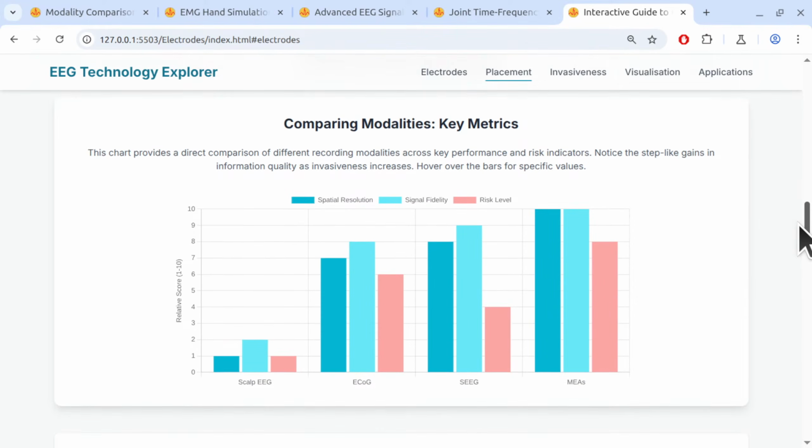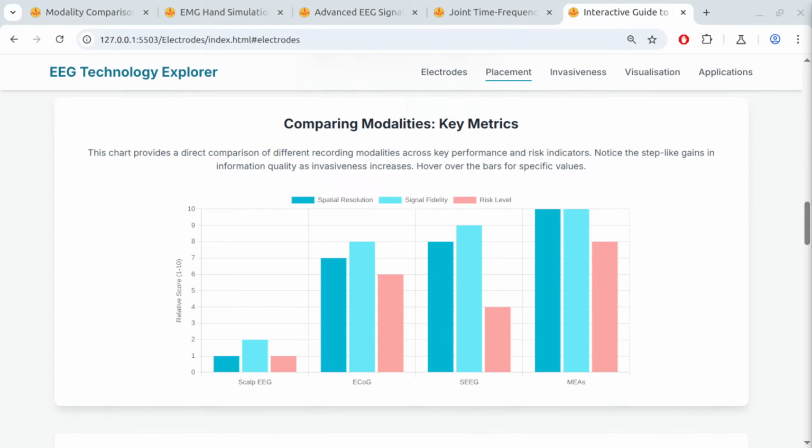So it always comes back to that trade-off, no single best tech. It's about picking the right tool for the specific job, balancing all these factors: signal quality, invasiveness, risk, usability, and, yeah, cost. Precisely. You match the tool to the question you're asking or the problem you're trying to solve.